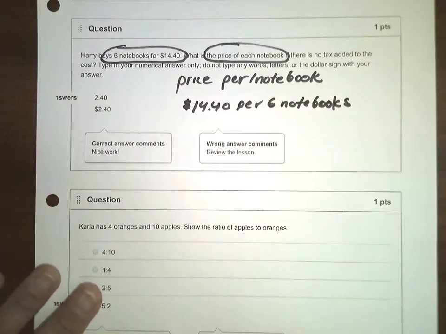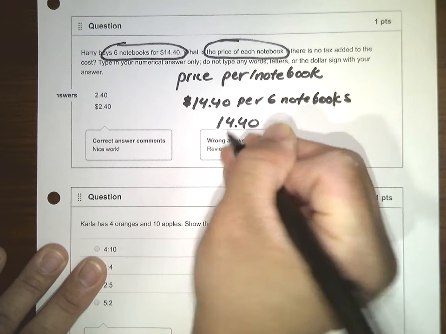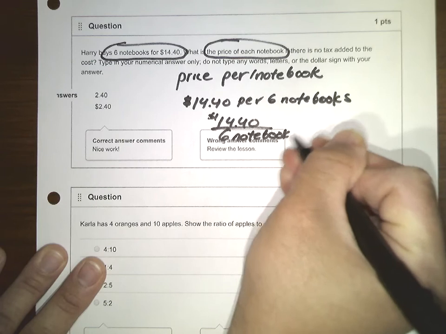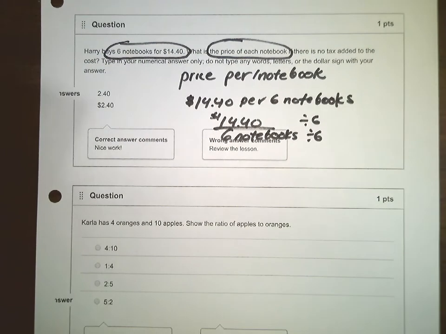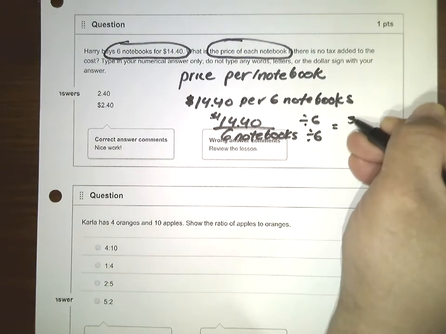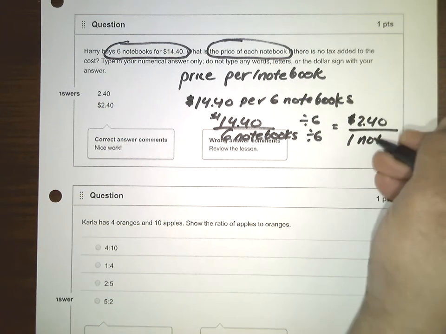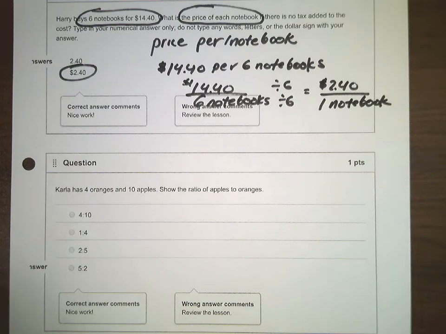So all I need to do then is go ahead and have $14.40 divided by 6 notebooks. So if I divide the numerator by 6 and the denominator by 6, then I get that it is going to be 2.4 or $2.40 per one notebook. So that is the price for one notebook. So again, that's the ratio of the price to the number of notebooks.